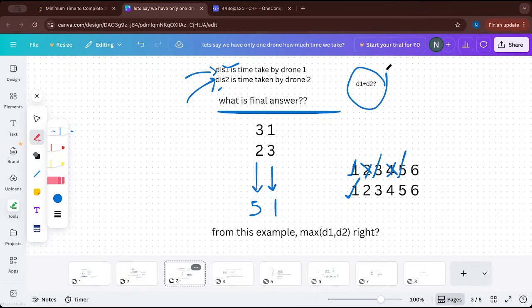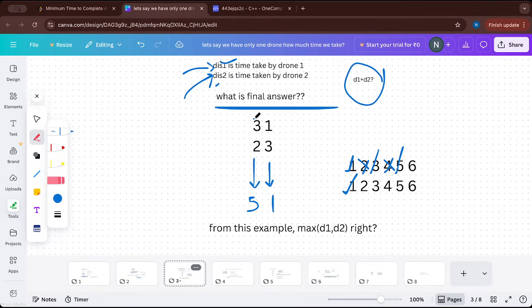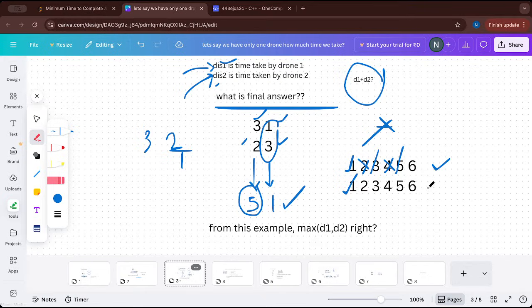No. Let's take an example. D0 is 3, R0 is 2, D1 is 1 and R1 is 3. So now what is the time? For drone 1 it is 5 because we discussed before: it is simply 3 plus 2 by 1, which is 5. And for drone 2, only 1 is sufficient because after completing 1, there is no need to recharge again because all the deliveries were done. So for drone 1 it is 5, for drone 2 it is 1. Now looking at both together, what will be the answer?